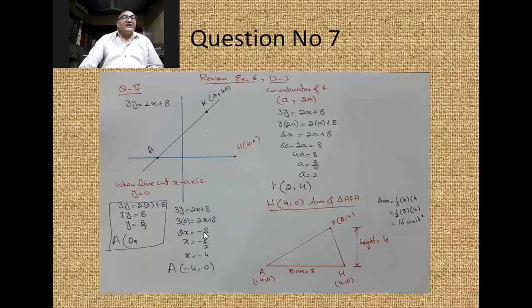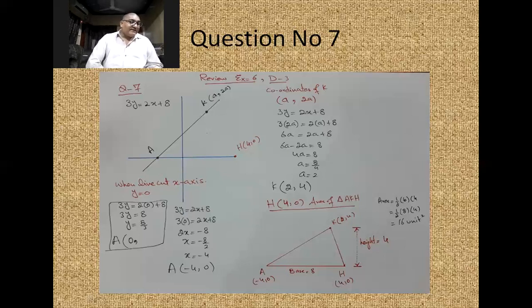I will take the 8 to the other side, it will become minus 8. This 2 is multiplying, so it will go on the other side and divide. So x equals minus 8 by 2, so x will be minus 4. So the coordinates of this point A will be -4, 0, because A is on the x-axis, so here the y value is 100% 0. So the coordinates of A are -4, 0.